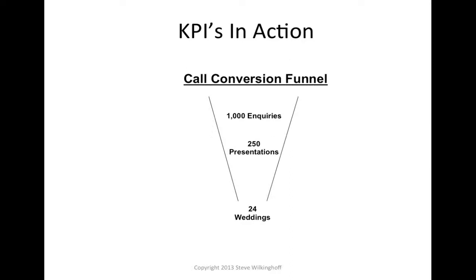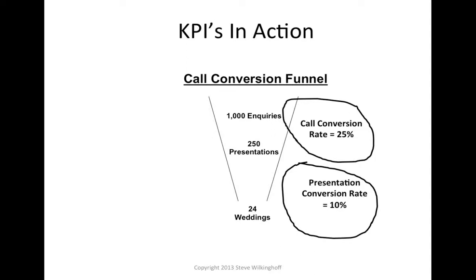Suppose they get 1,000 inquiries in a year and they make 250 presentations to potential wedding couples and they book 24 weddings a year. So you can see there, that's a call conversion rate of 25% and a presentation conversion rate, or a close rate, of 10%. Now those are KPIs because this wedding photographer can try different things. And let's say they make this amount of money. So at the end of the year, the average package is $4,000, they make $96,000.